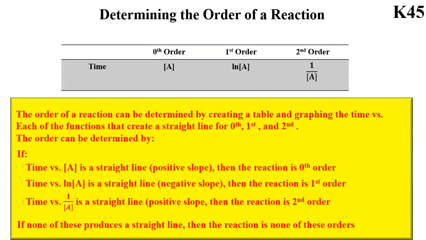The order of a reaction can be determined by creating a table such as the one shown above and graphing the time versus each of the functions that creates a straight line for 0th, first, and second order. And the order can be determined by this: if time versus concentration of A is a straight line with a positive slope, then the reaction is 0th order. If time versus the natural log of A is a straight line with a negative slope, then the reaction is first order. And if time versus 1 over the concentration of A is a straight line with a positive slope, then the reaction is second order. If none of these produces a straight line, then the reaction is some order other than one of these three.